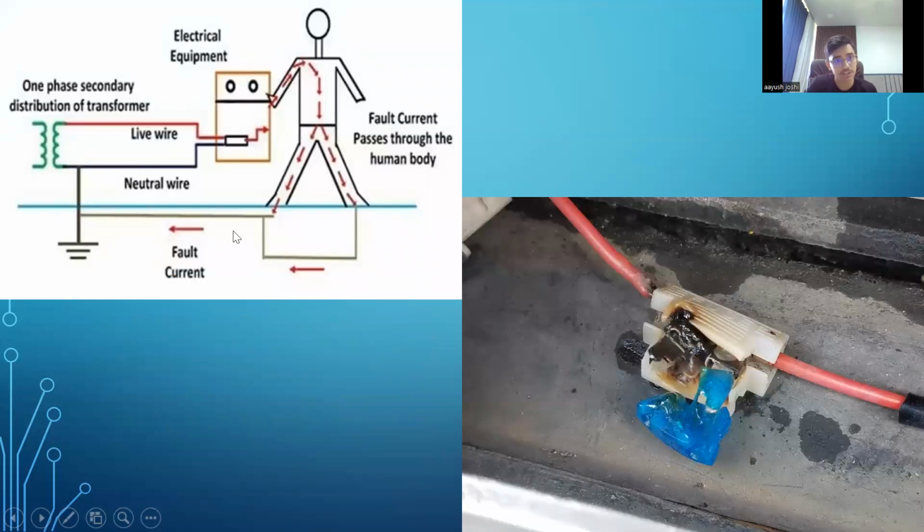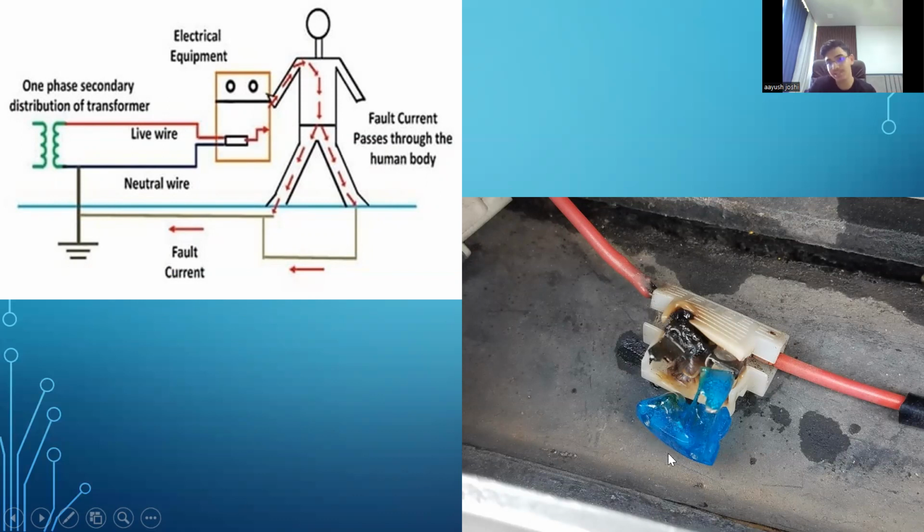You can see how it works. The current is passing through. This is the fault current from the live wire when you touch the electric equipment. But there's no earthing wire in this. If there was an earthing wire, it would prevent this current from going through the metal case and through your body. This earthing wire deposits this fault current into the ground so that you do not get shocked.